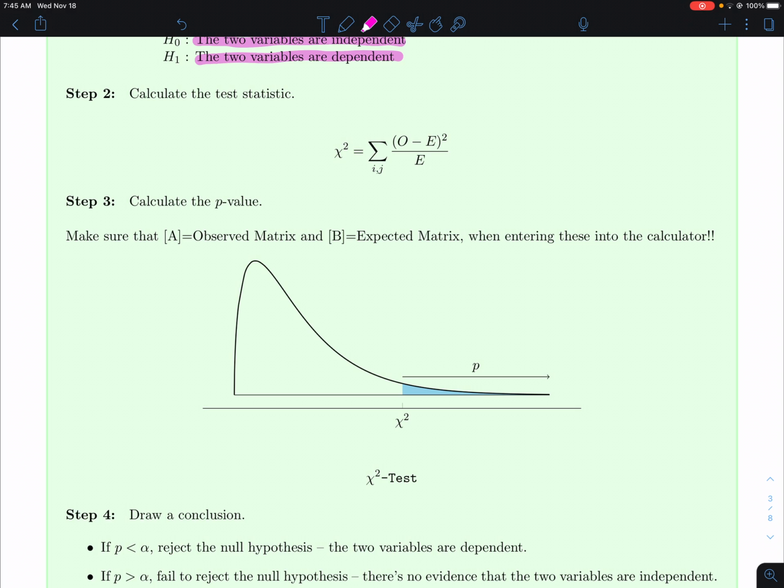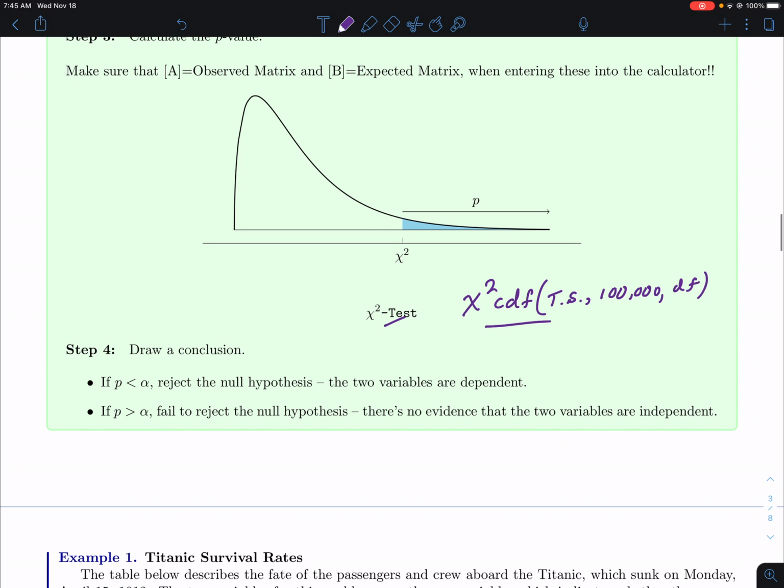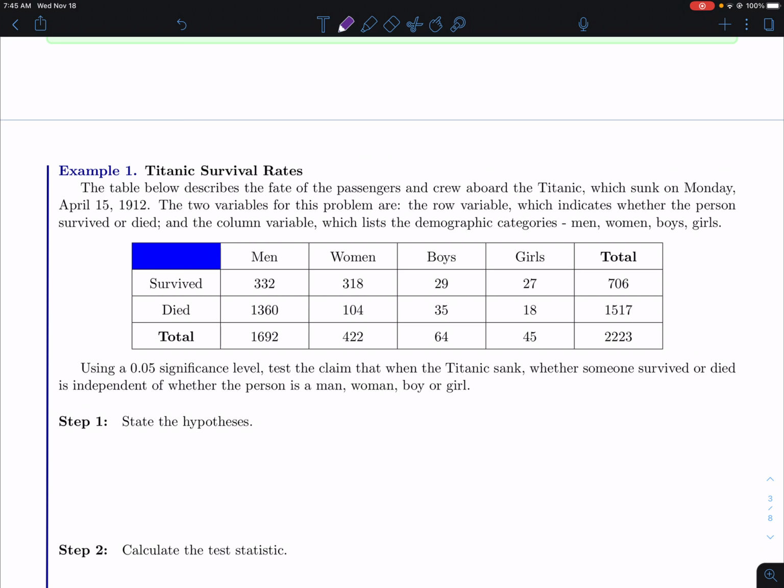So once we find our test statistic, we can also do chi-squared CDF, our test statistic, whatever it was, 100,000, and then our degrees of freedom. So we can use that too, so that way we don't even have to use the chi-squared test. We wouldn't even have to put the matrix in there if we can figure out an easy way to calculate the test statistic. And then draw a conclusion, so again, same exact stuff. All right, so let's look at an example here and see if we can figure out what's going on.